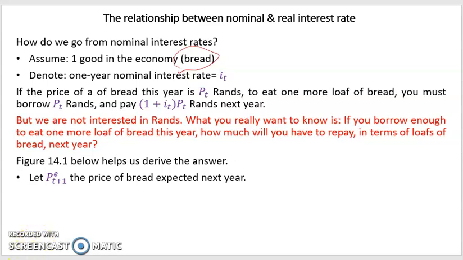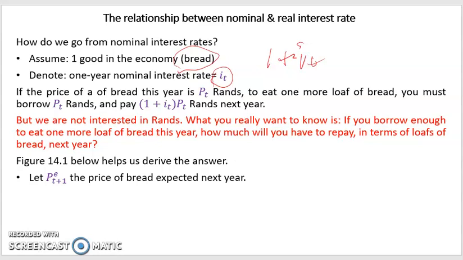We'll obviously add other goods as we go by. So denote the 1 year nominal interest rate in terms of rand by i_t. That stands for nominal interest rate in terms of rand, such that if you borrow 1 rand this year, you will have to pay 1 plus i_t rand next year.